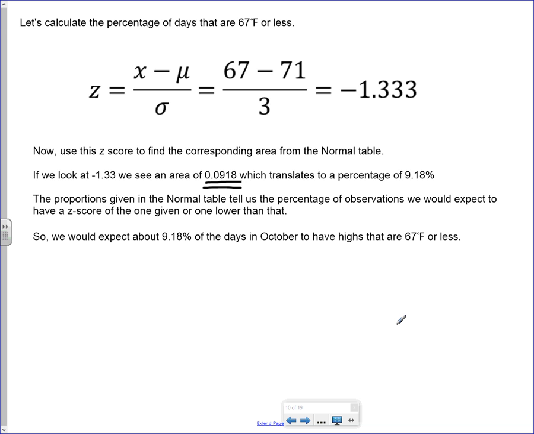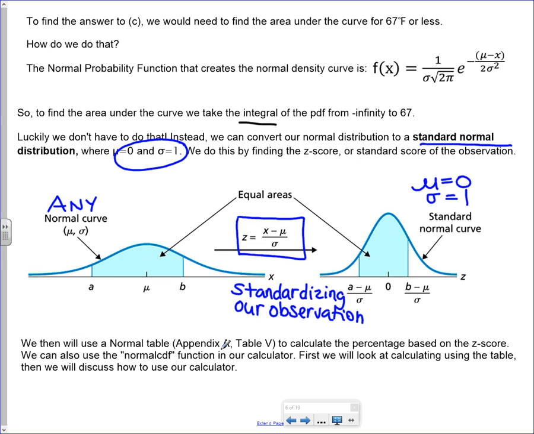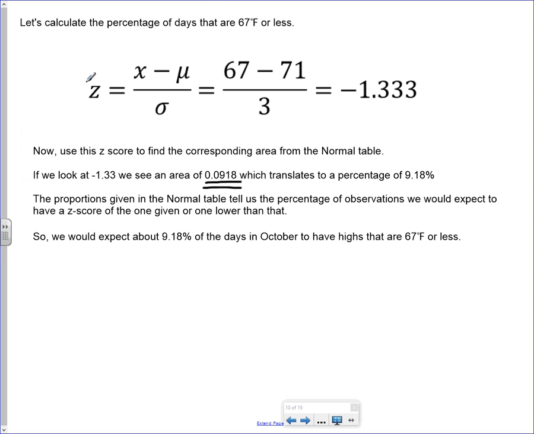So now that we've learned how to do that, let's go back to this question that said, what percentage of temperatures are 67 degrees or less? Okay, so it's over here. So what we want to do is calculate our z-score. So we're going to do 67 as our observation, 71 and 3 are the mean and the standard deviation that were given to us in our problem. We get negative 1.333, so that means that our observation is 1.3 standard deviations below the mean, right?